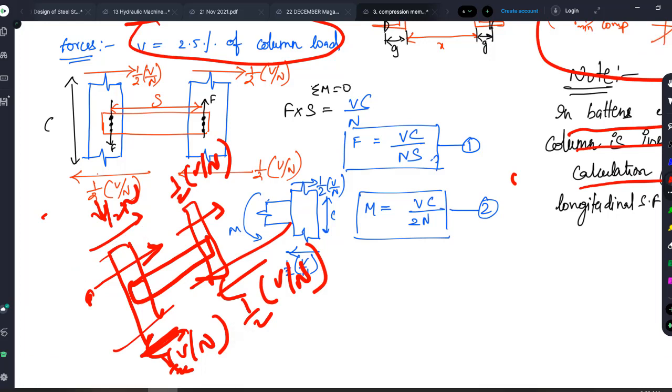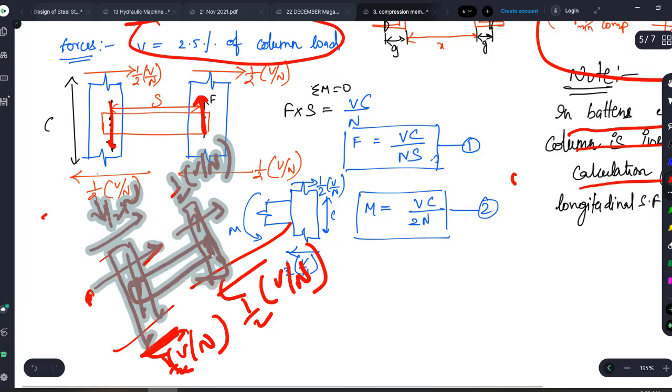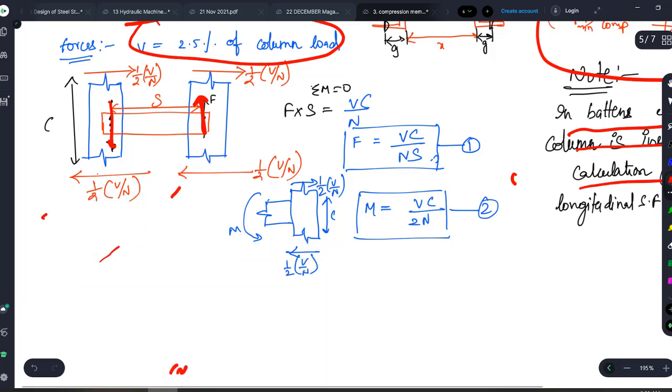So here forces are coming, so I am considering one downward and one upward. Okay, one in compression and one in tension, obviously. So let us be very clear here. Now you have to calculate what is the force. What is the force which is passing through each batten?